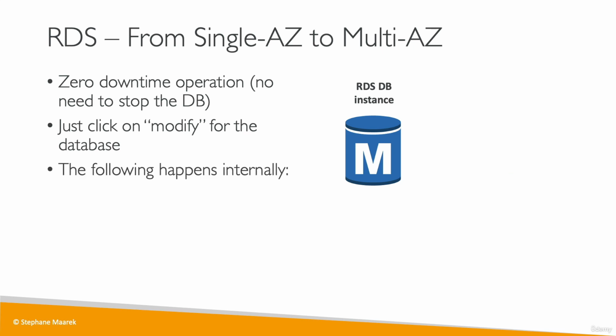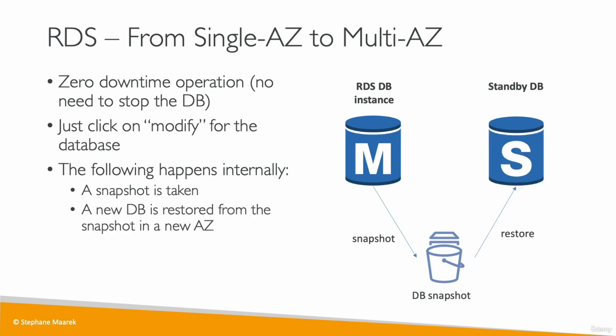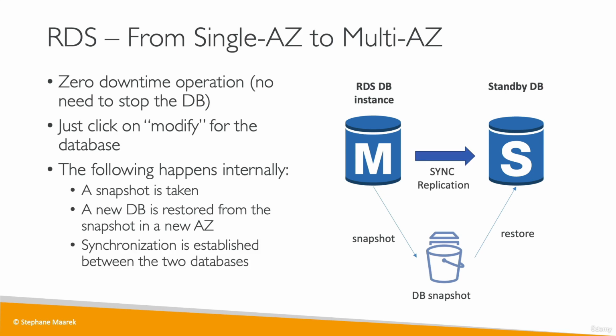So the following will happen internally. There will be a snapshot taken by RDS automatically of your main database, and this snapshot will be restored into a new standby database, okay? And then once the standby database is restored, there will be synchronization established between the two databases, and so therefore the standby database will catch up to the main RDS database, and there you go, you will be in a multi-AZ setup.